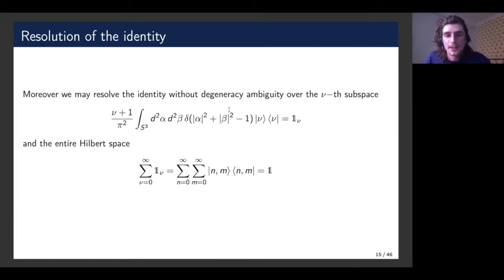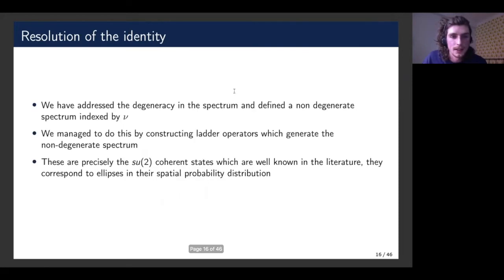So we address the degeneracy by, rather than choosing some coefficients to average these degenerate contributions, choosing some ladder operators which did this for us, and these produce the SU(2) coherent states, which are well known and well understood. And then they have their correspondence with the classical case. And so the main part of the talk here is now to apply this to the 2-1 oscillator.